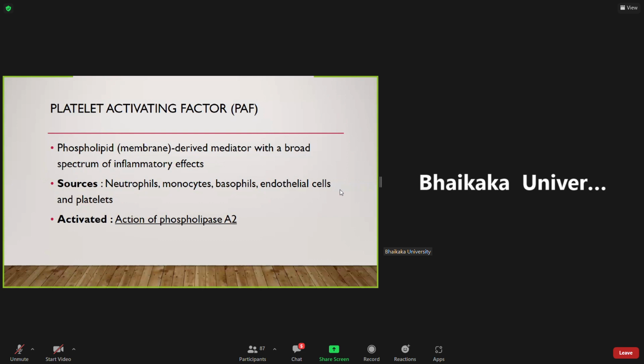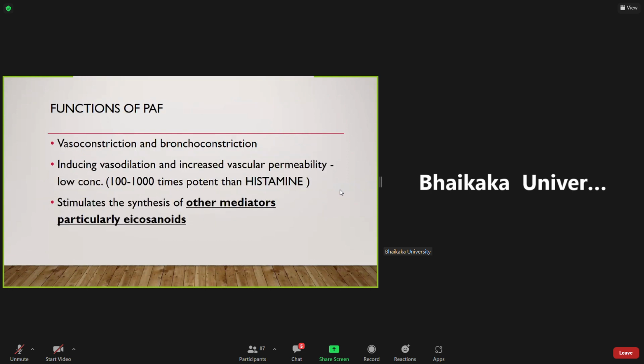When it is activated, it causes phospholipase A2 to function. So it causes vasoconstriction and bronchoconstriction. It also induces vasodilation and causes increased vascular permeability at low concentration. What they are trying to say is that histamine, though it is a vasodilator, this one is a more potent one and has 100 to 1,000 times higher effect. Sometimes it also stimulates the synthesis of other mediators, particularly your eicosanoids, right?